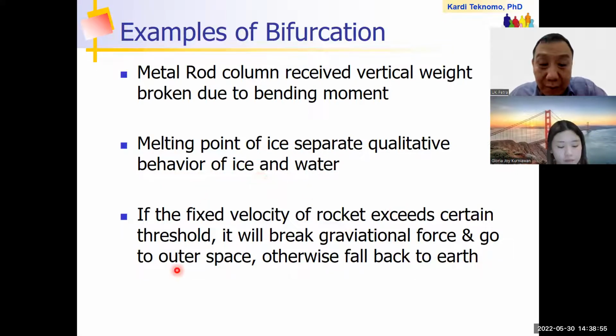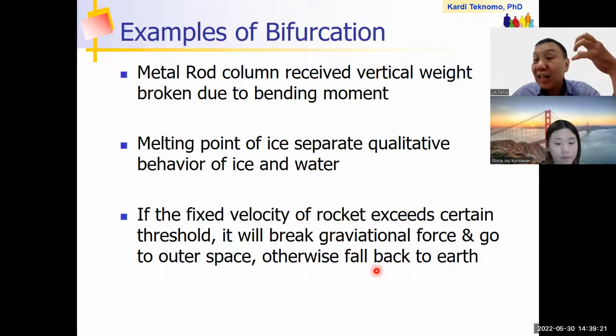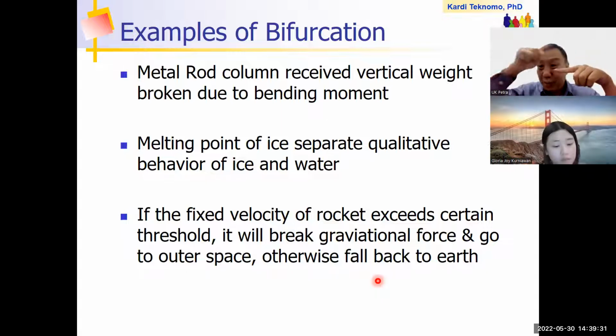For a long time, humans could not go out of the outer space, right? Why? Because apparently there is a certain breaking point of the rocket. If the rocket exceeds that threshold, that breaks the gravitational force, it will go to outer space, and otherwise it will come back to the earth. So there is a threshold. Why is this interesting? Because threshold is non-linear, isn't it? On itself it is like a decision point, right?